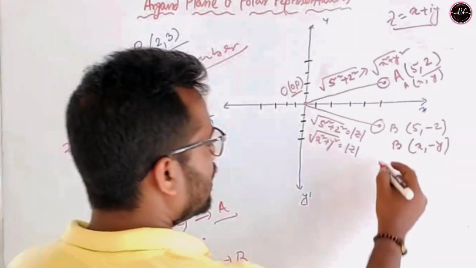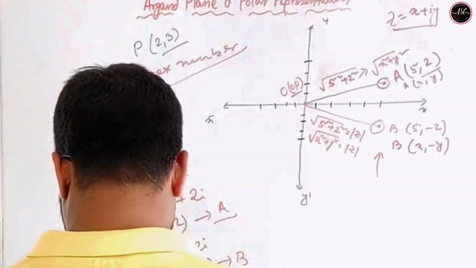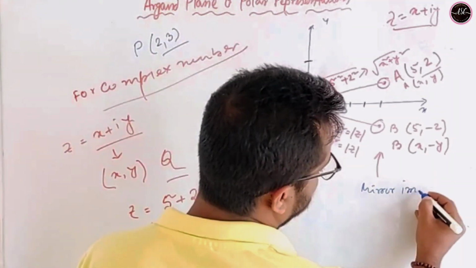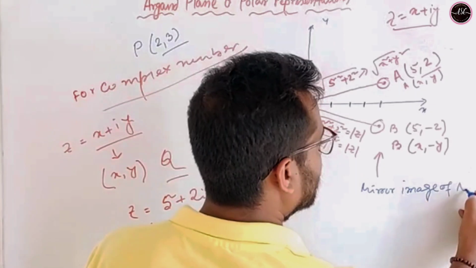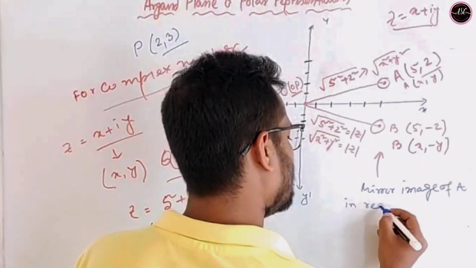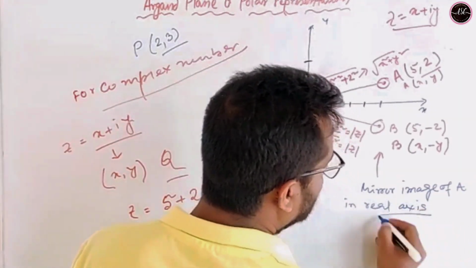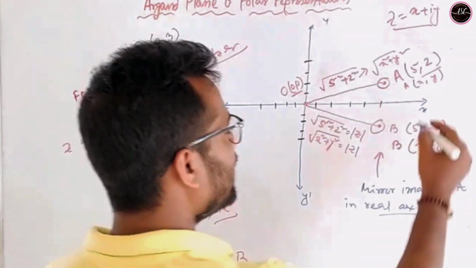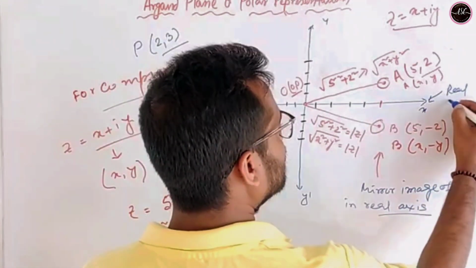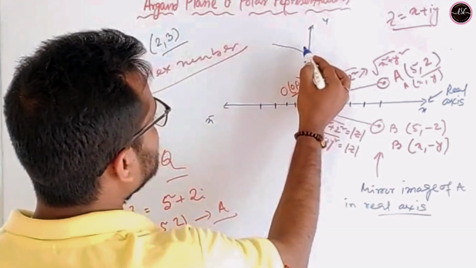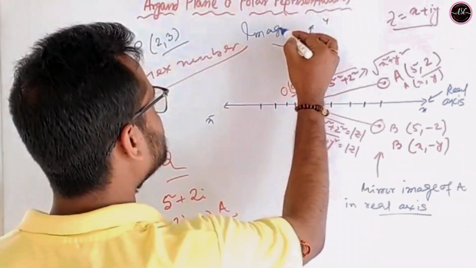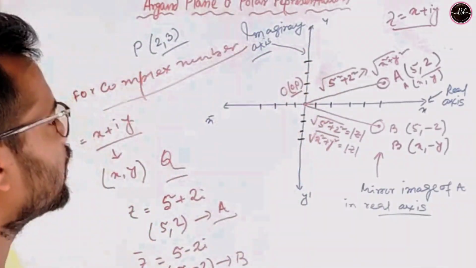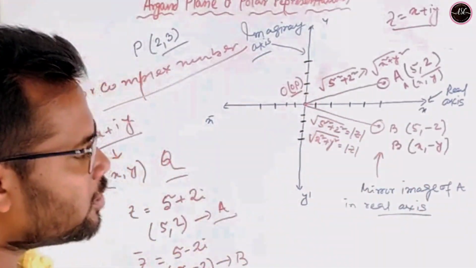Okay. Then B is called the mirror image of A in the real axis. What is the real axis? In the complex number system, this x-axis is called the real axis. Okay, and this y-axis is called the imaginary axis. Okay, so B is the mirror image of A in the real axis.